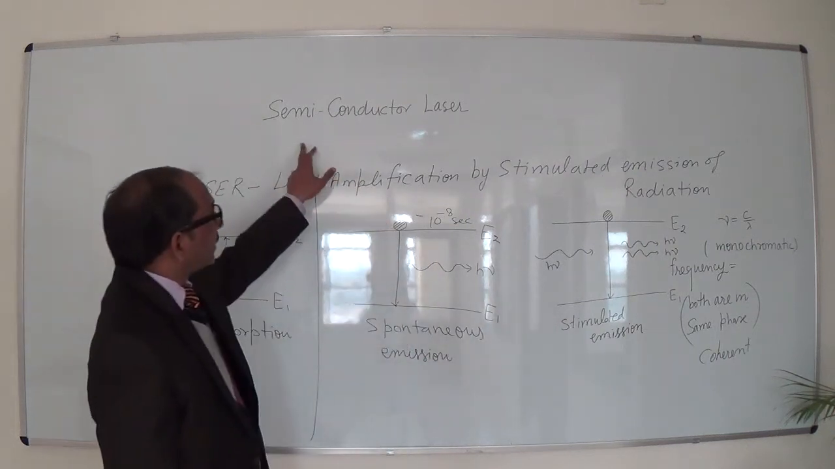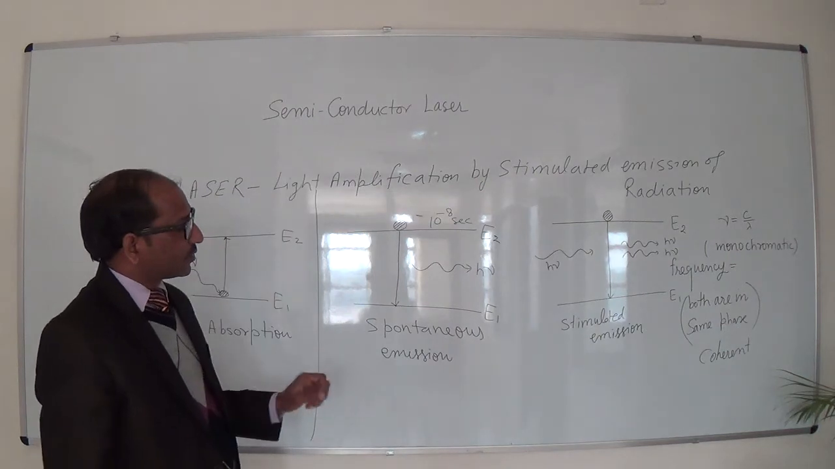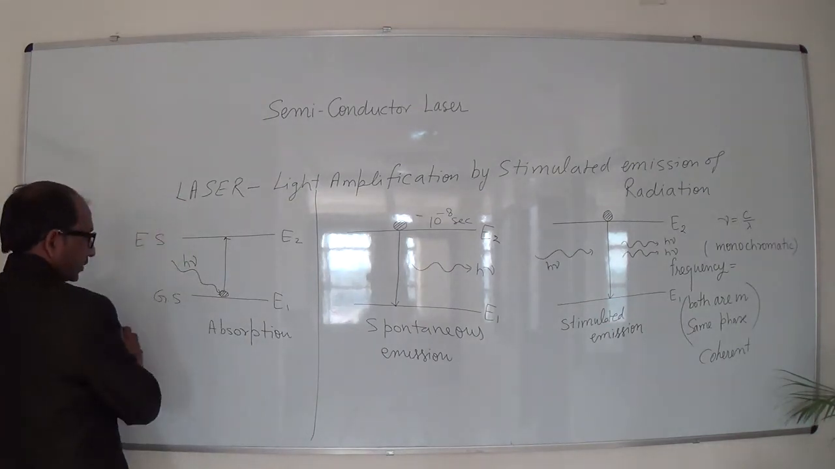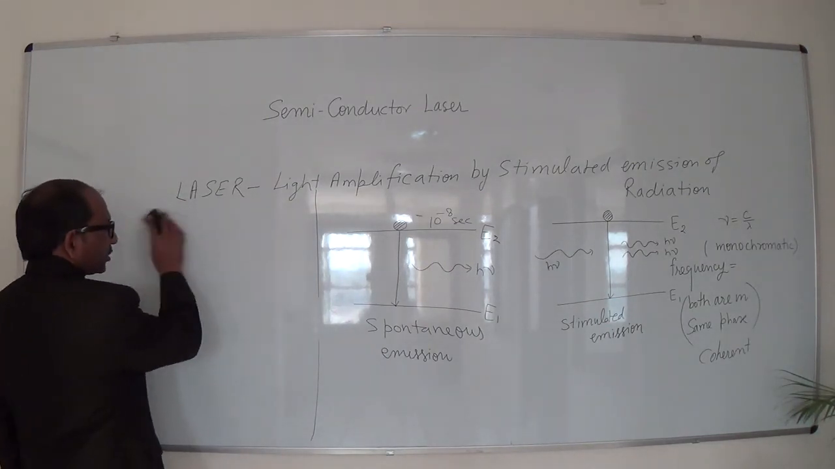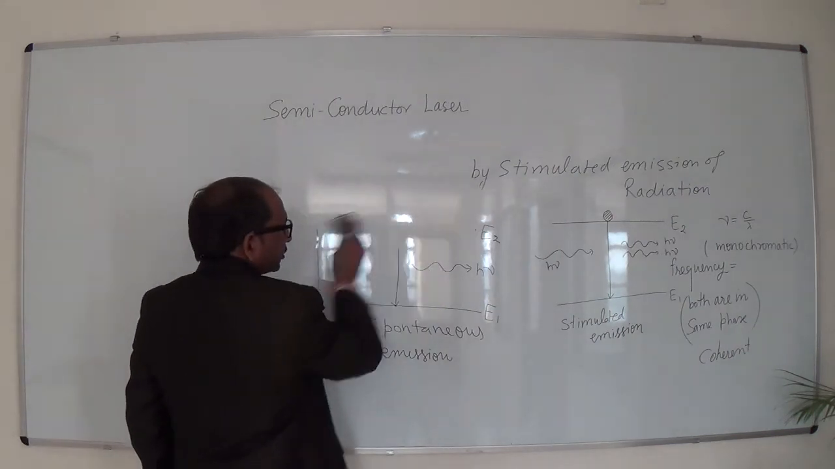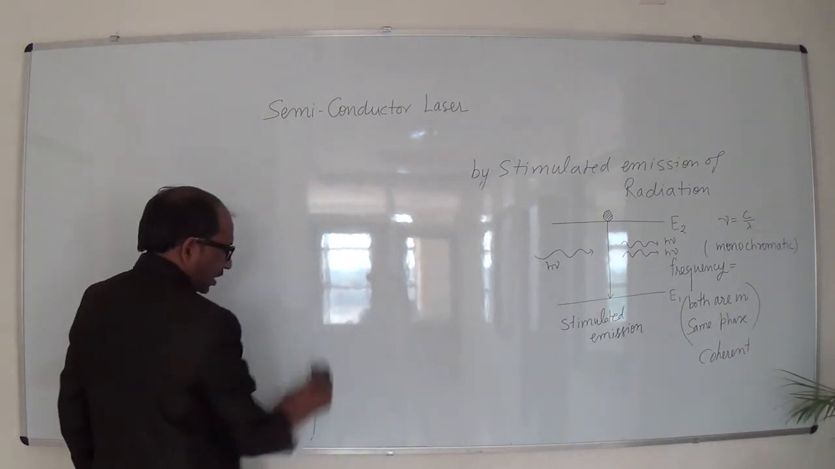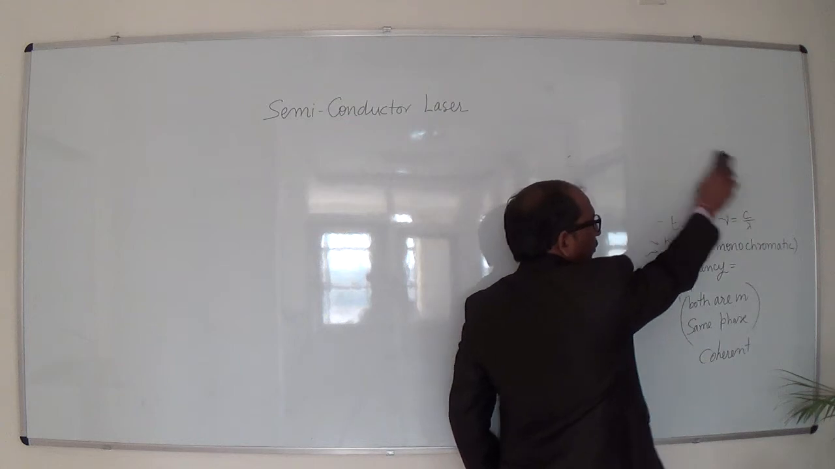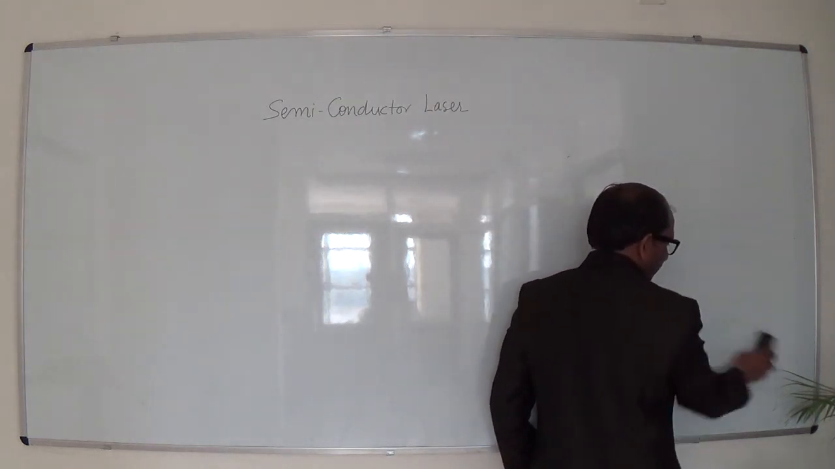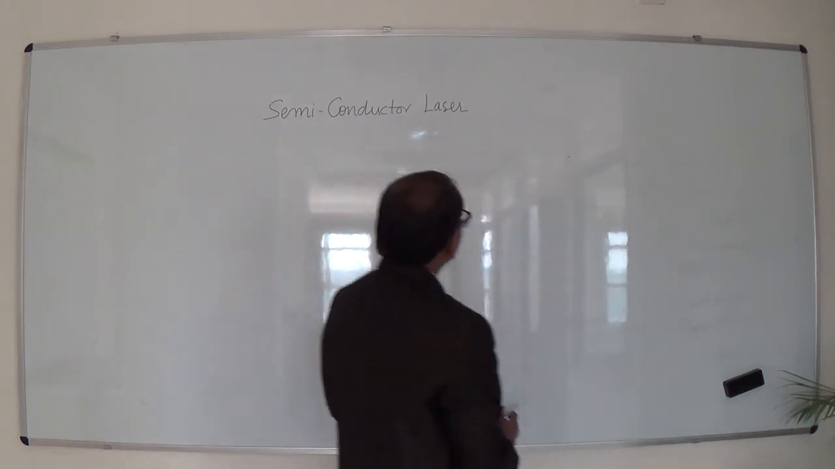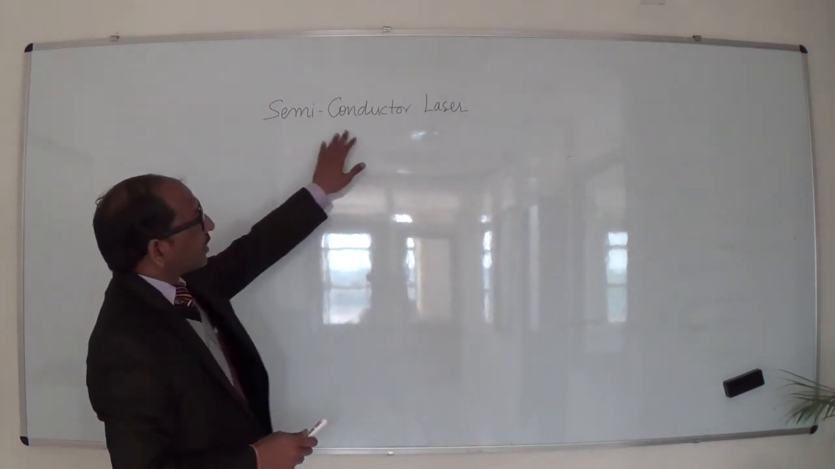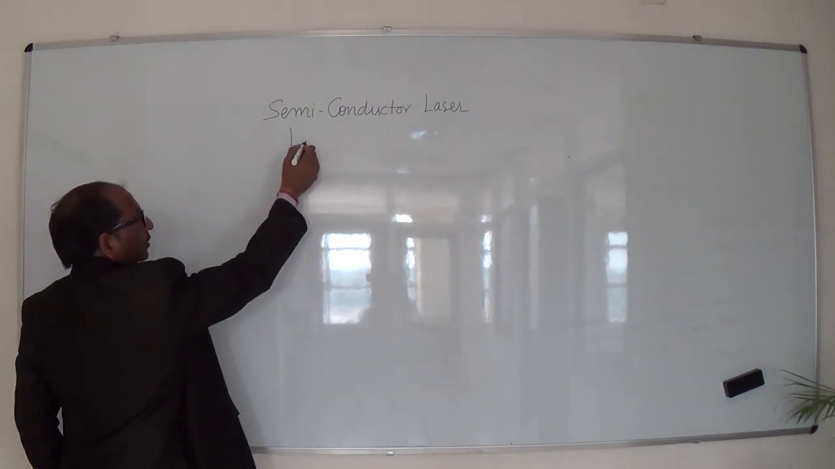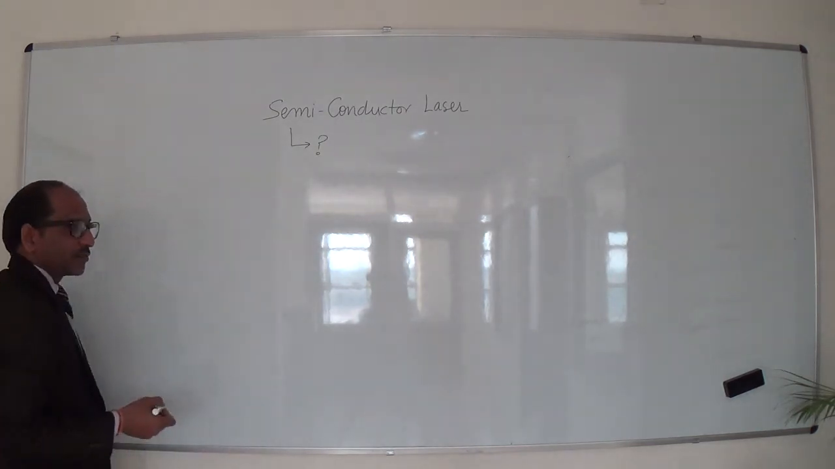So in a semiconductor laser, how do we basically achieve population inversion? That is the question, and the answer comes from the process which I have discussed here. This is the basic idea of absorption and emission. Now this semiconductor laser, so now the next question is, what type of semiconductor laser are we using?